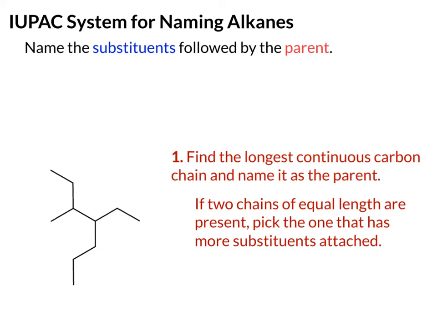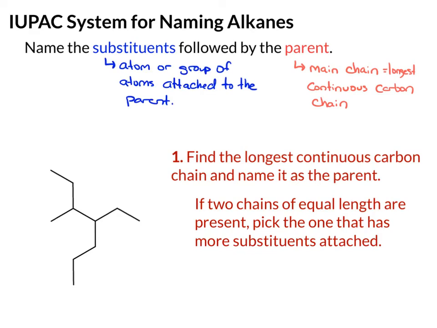So the parent is going to be your main chain, which is the longest continuous chain in the molecule. The substituents are the things attached to the parent. So this can be an atom or group of atoms. The best way to learn how to name molecules is by doing an example. So we're going to go through an example and I'm going to list the rules for you to do this.